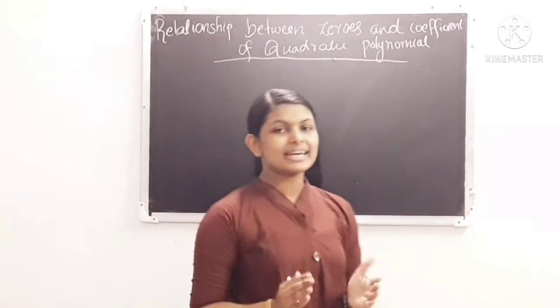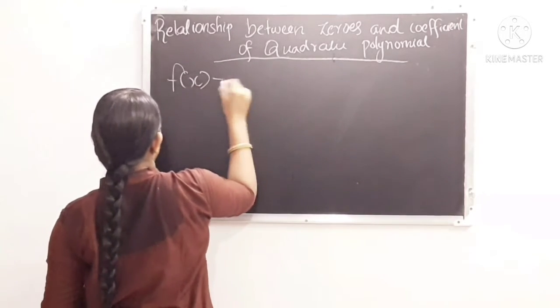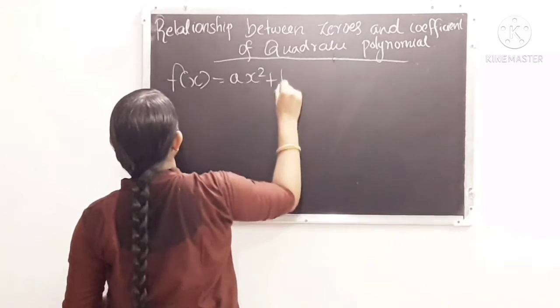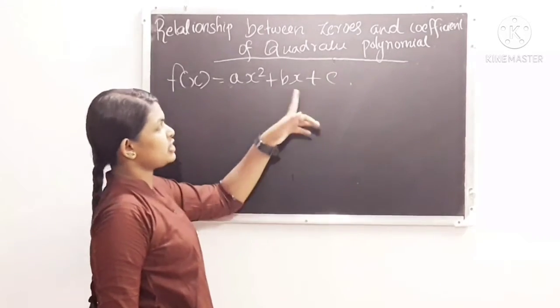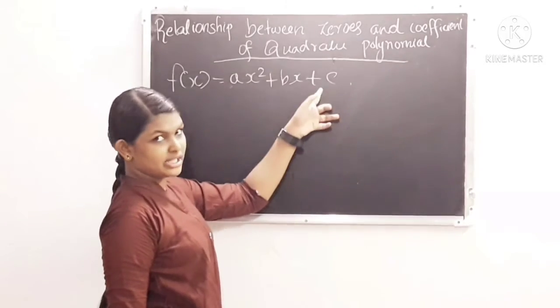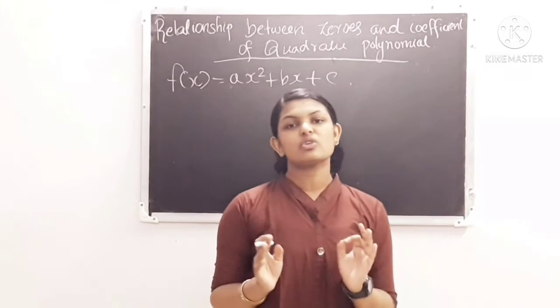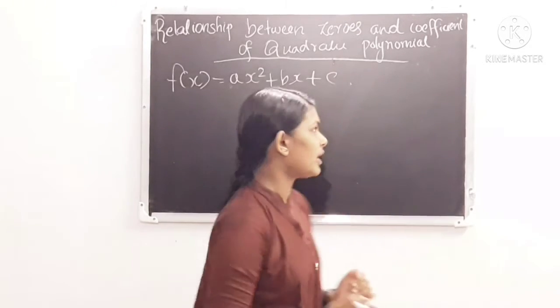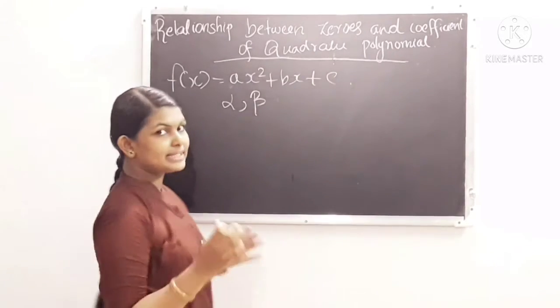Okay. We can generally write the quadratic polynomial as f of x is equal to ax square plus bx plus c, where a is the coefficient of x square, b is the coefficient of x, and c is the constant term. And from the graph we already discussed that at most 2 zeros are possible for a quadratic polynomial. Okay. Let us assume that alpha and beta are the zeros.